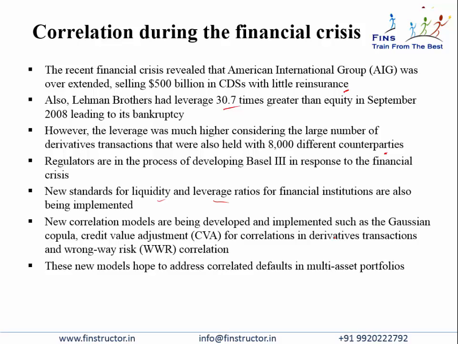New correlation models are also being developed, such as the Gaussian copula, the credit value adjustment that we studied in the derivative transactions, and the wrong way risk correlation, so that your insurer shouldn't default at the same time as your reference asset is defaulting. The CDS seller should not default at the same time as the reference asset is defaulting, because that would be a wrong way risk. So these new models now hope to address the correlated defaults in multi-asset portfolios.